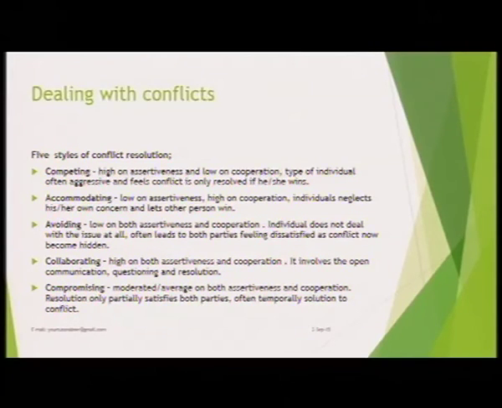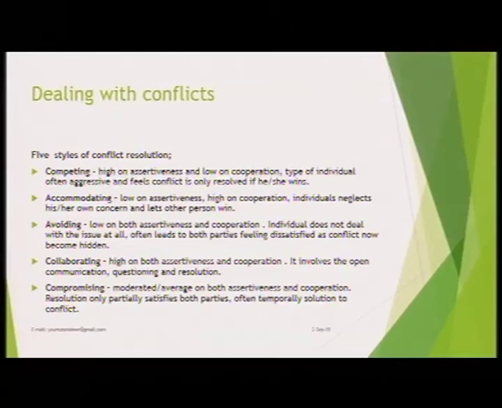Accommodating is low on assertiveness, high on cooperation. The individual neglects his or her own concerns and lets others win the situation, you know what I mean. And avoiding is low on both assertiveness and cooperation. The individual does not deal with the issue at all, which often leads to both parties feeling dissatisfied and the conflict becoming wider. In this situation, people try to hide the conflict, but of course they feel they are not satisfied. So they are dissatisfied.